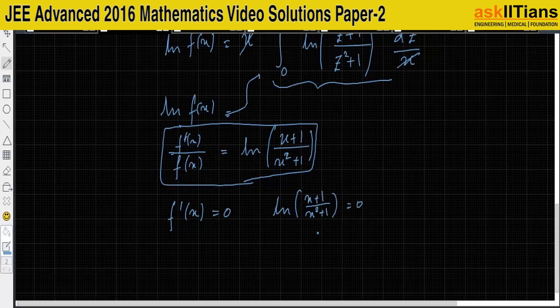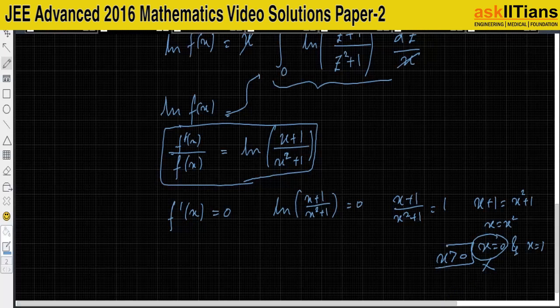So if f'(x) is to be 0, this quantity will be 0 when (x plus 1) divided by (x square plus 1) will be e power 0, which is 1. That means x plus 1 equals x square plus 1, so x equals x square. That means x equals 0 or x equals 1. But I can't take x equal to 0 because it's given in the question that x is greater than 0. So there will be only one critical point, that's x equal to 1. So f'(x) will be equal to 0 at x equal to 1, right?